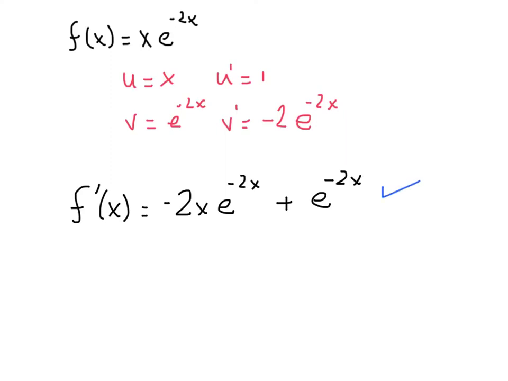However, I want to warn you that you may see it in factored form. In this case, we factor out an e to the negative 2x, and then we have a negative 2x plus 1 left over. You may even see that written as 1 minus 2x. Same as negative 2x plus 1, right? So either of these would be reasonable ways to write that derivative.